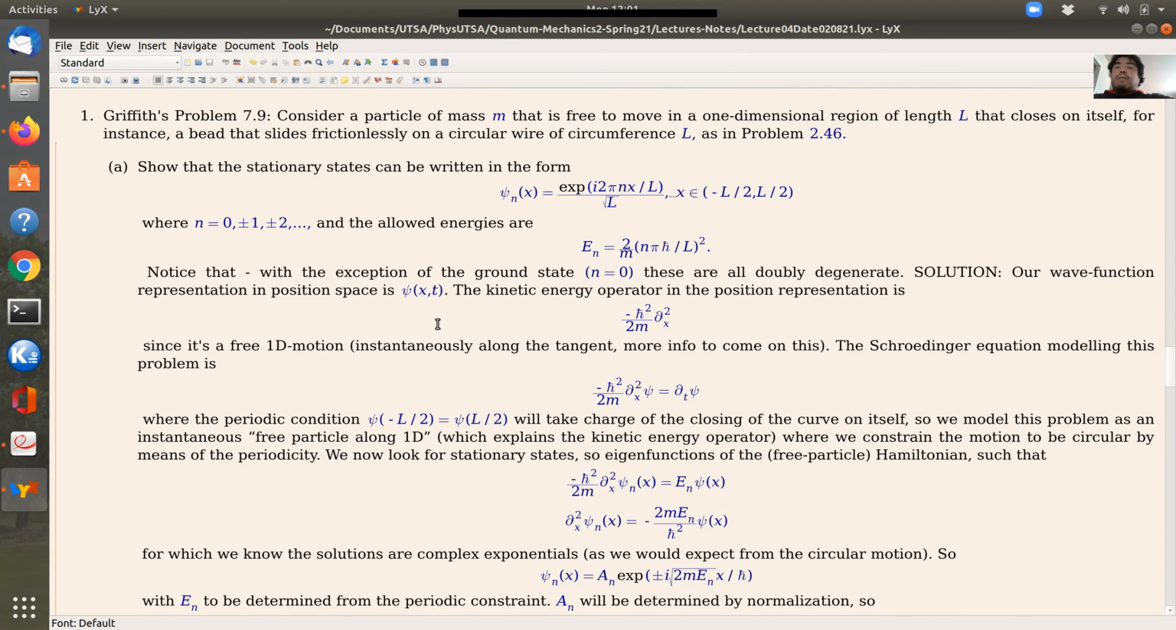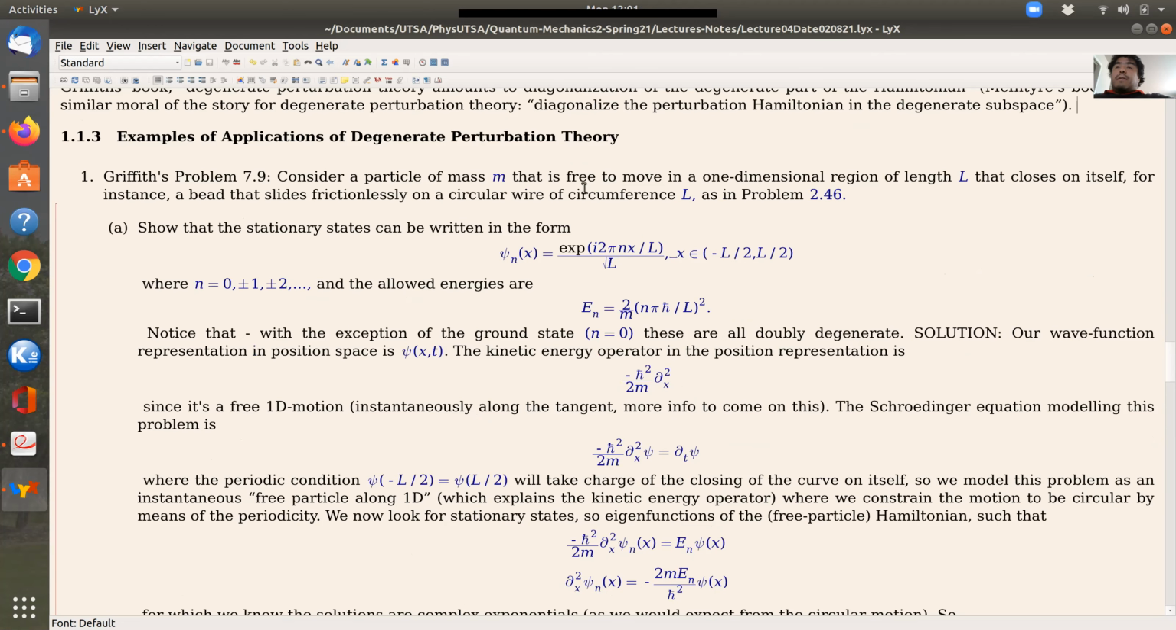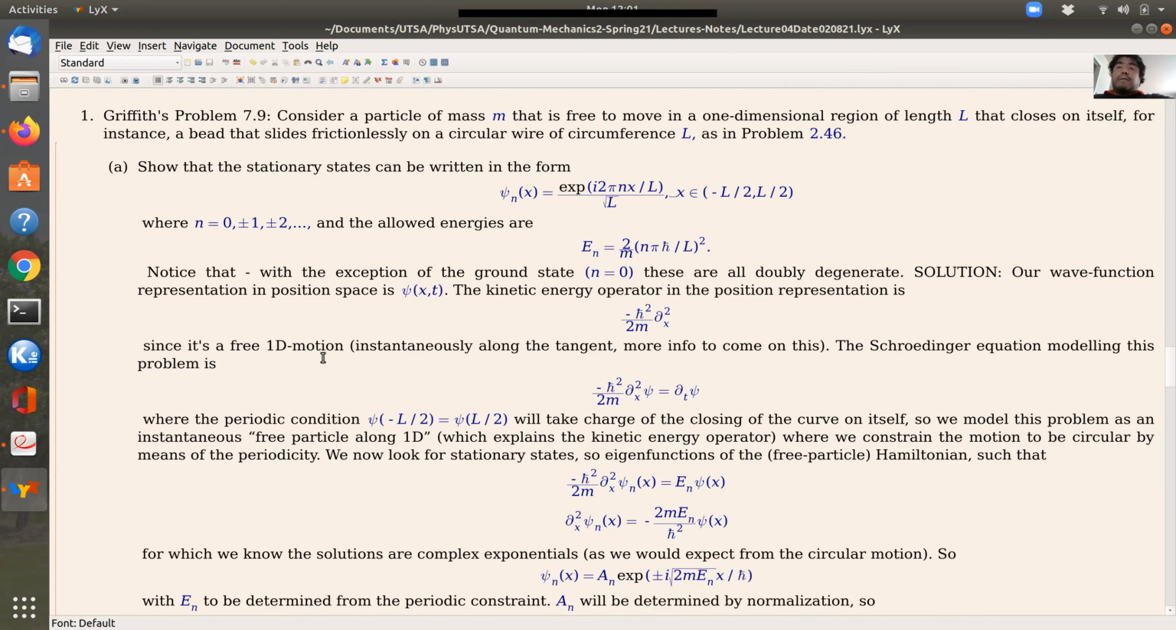So, okay, the wave function representation in position space is called psi(x,t). Then, in this case, we have a free particle moving in a one-dimensional region. So the kinetic energy operator, which actually is going to be the full Hamiltonian for the unperturbed case, is going to be the usual, right? Minus h bar squared divided by 2m times the second partial derivative with respect to x. That is because it's a free one dimension. If you want, instantaneously along the tangent to the circle. I will talk about that in a second.